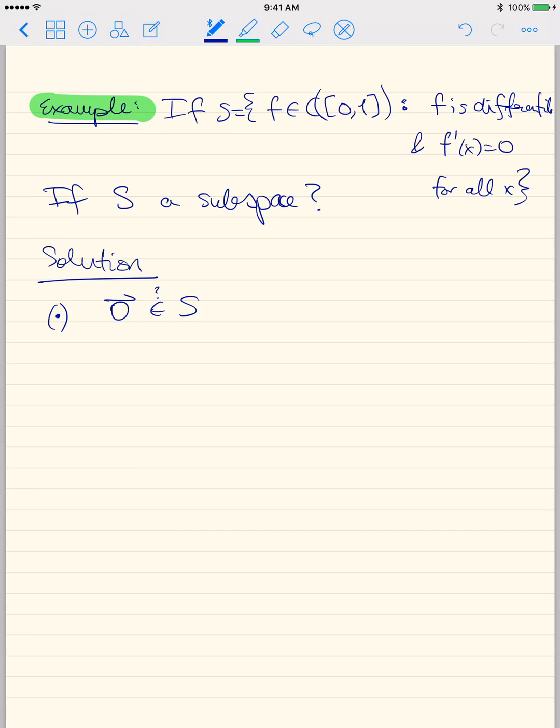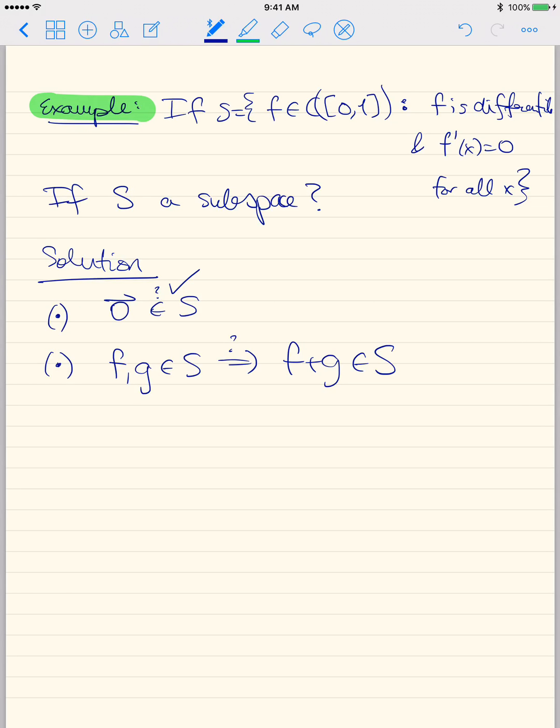Take the function 0. Is it differentiable, first of all? Sure. And is its derivative equal to 0 everywhere? Yes. So this is fine. And then we want to check closure under vector addition. So we want to check that if you take 2 things that are in this purported subspace and add them, does it really stay inside that subspace?